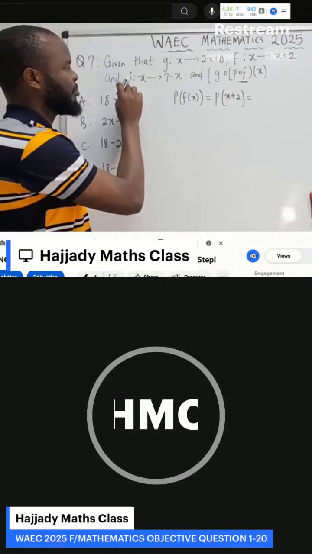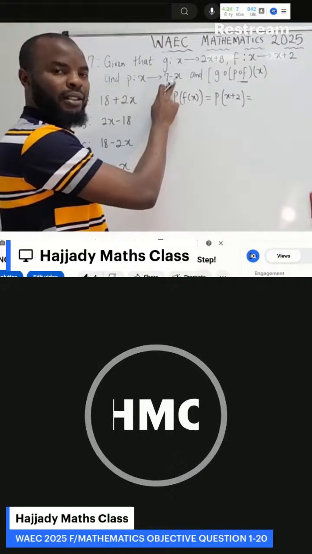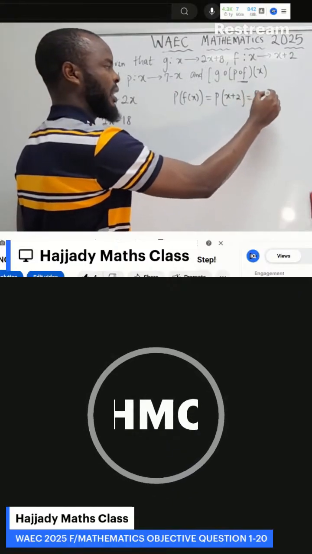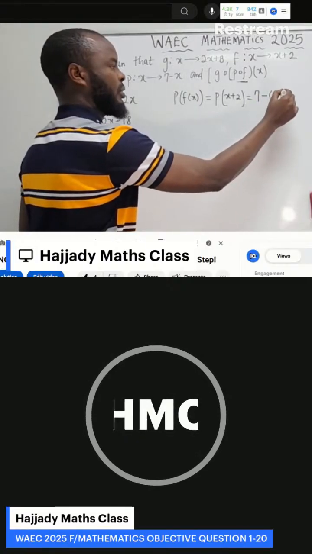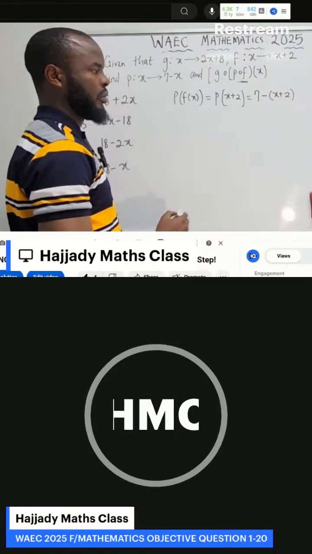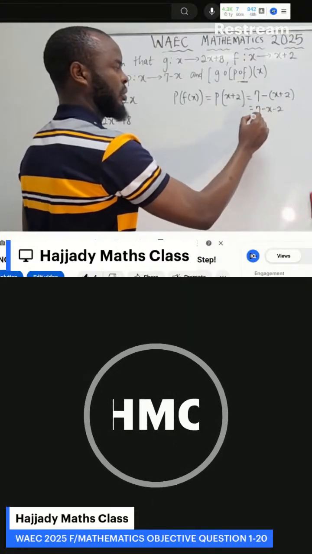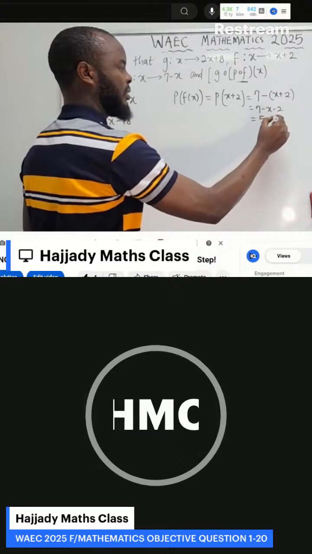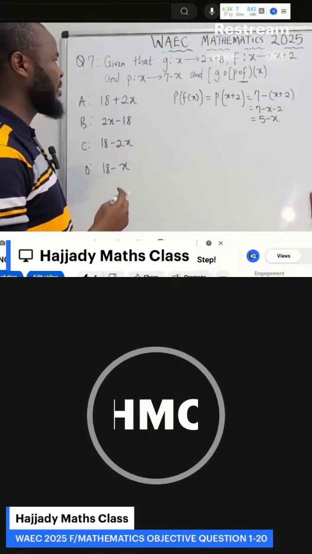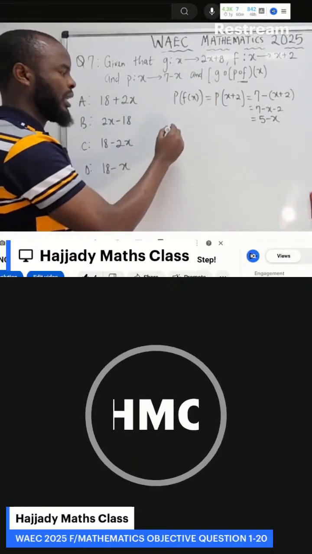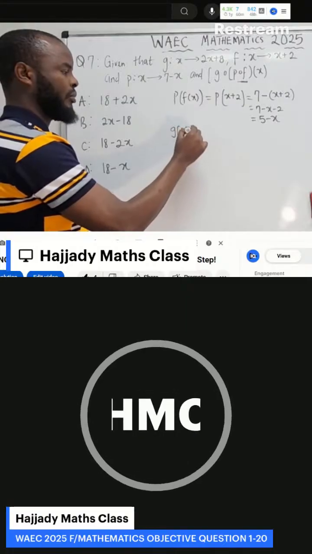What you want to do is, this is p. So anywhere you see x, you plug in this in place of x. So here we have 7 minus, instead of having x, we change it to x plus 2. So here we have this to be 7 minus x minus 2, which is 5 minus x. This is the first thing. Then next, we want to do everything. So here we have g of p of f of x.